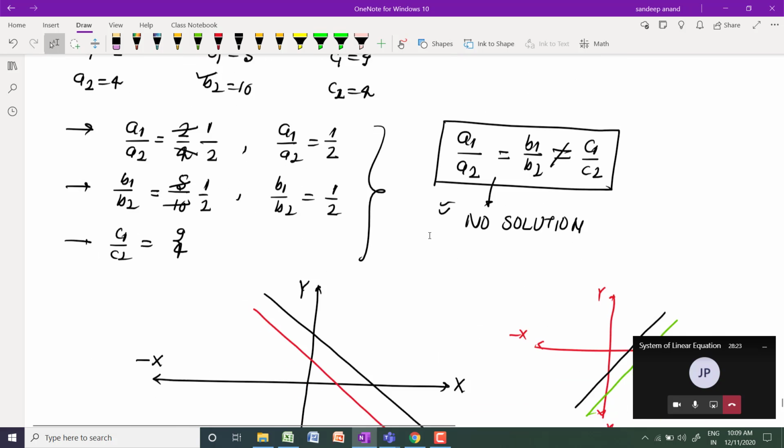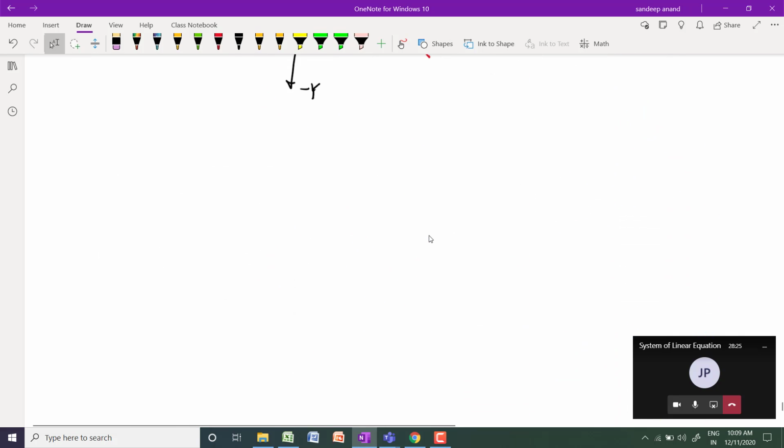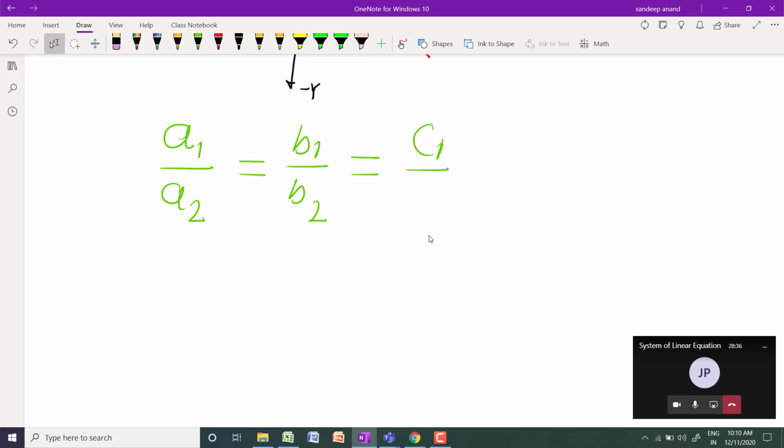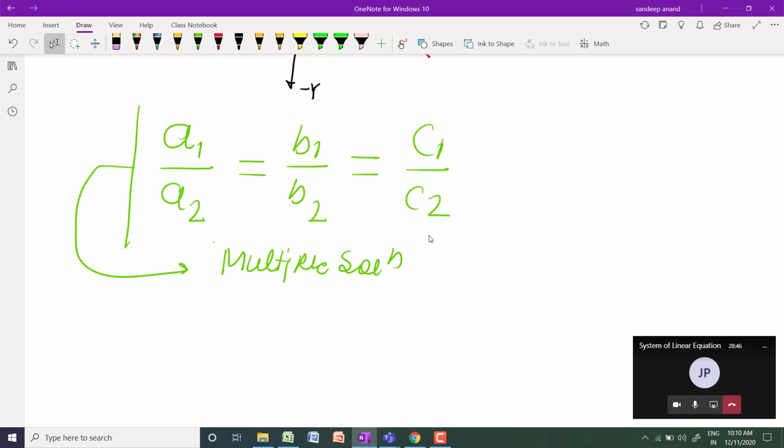What happens, my dear students, if you find a condition like this: a1 by a2 is equal to b1 by b2, also equal to c1 by c2? When this condition appears, you will get multiple solutions. Multiple solutions means you will get 2 values, 3 values of x, 3 values of y which satisfy the equation, or infinite.